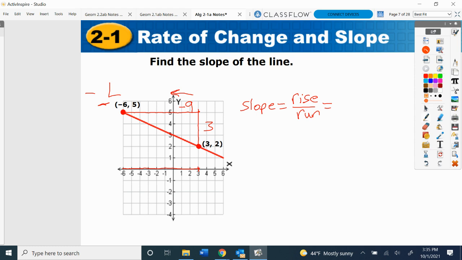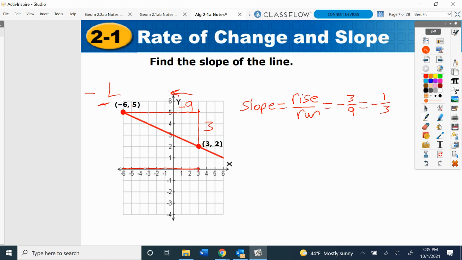Because we're going that direction with our numbers, we're going to say our slope is negative. We had a rise of 3. We have a run of 9. We can simplify that down and make that -1/3. And there would be our slope of that line.